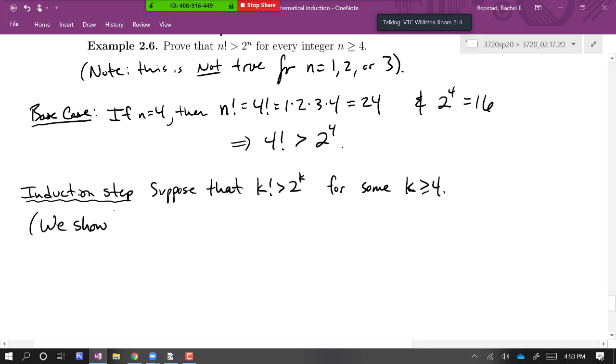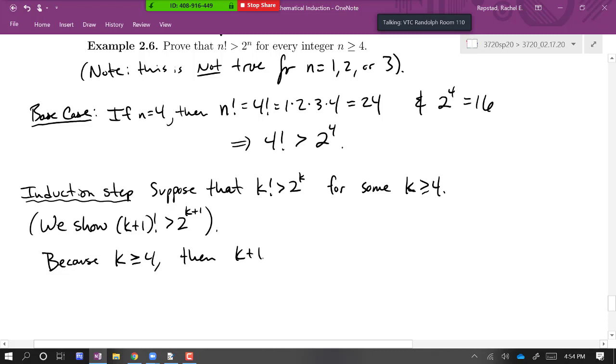That k plus 1 factorial is greater than 2 to the power k plus 1. Great. So we know our goal. So I'm going to start with something that I think will be fairly obvious. But k is greater than or equal to 4.